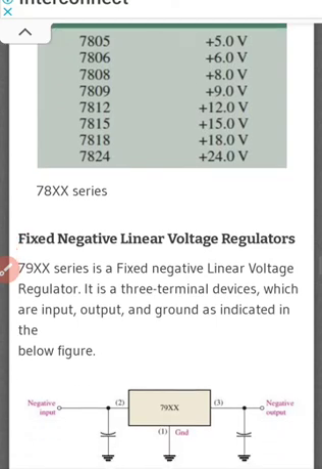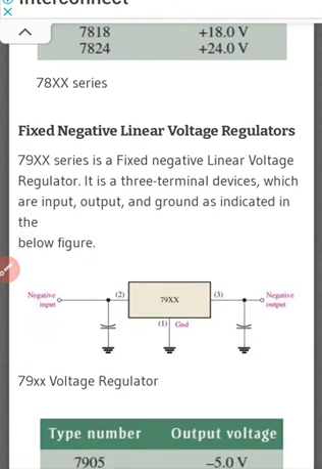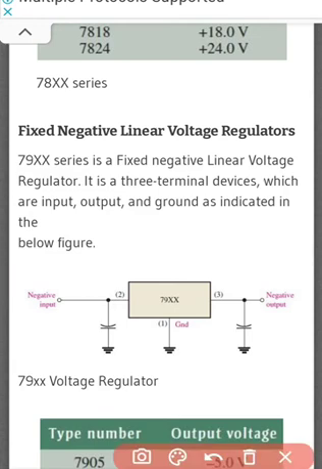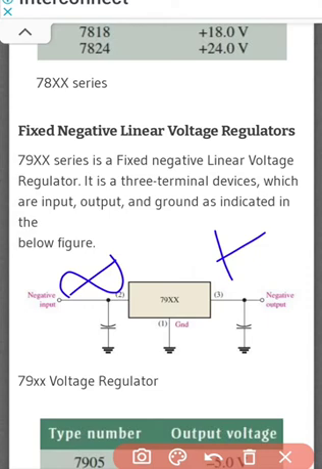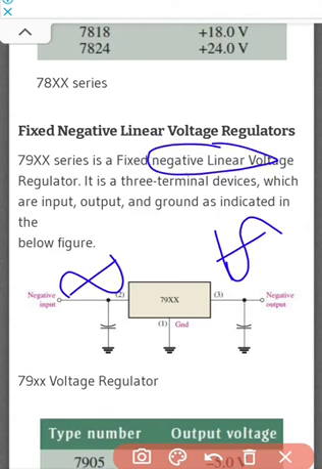Again, the fixed negative voltage regulator. Here the 79XX, the 79 is the series, and XX is the output voltage, but the difference is that it is negative. What does negative mean? Whatever input is there, the output is out of phase. Therefore it is negative. So it is a fixed negative linear voltage regulator.